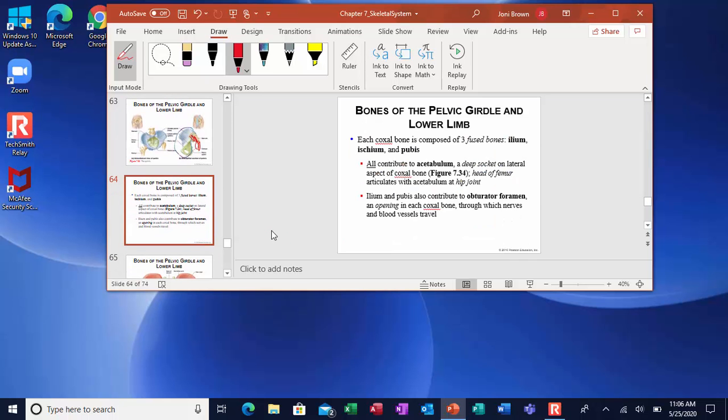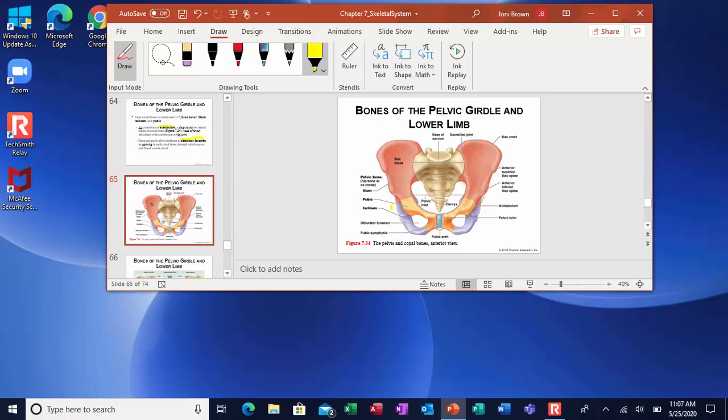The coxal bone is three fused bones: the ilium, the ischium, and the pubis. Those all fuse in an area called the acetabulum, and that forms a socket for the head of the femur to articulate and make the hip joint. The ilium and the pubis help to make this big opening called the obturator foramen in each of the coxal bones, and that's where nerves and blood vessels travel down the legs. This is the obturator foramen right here.